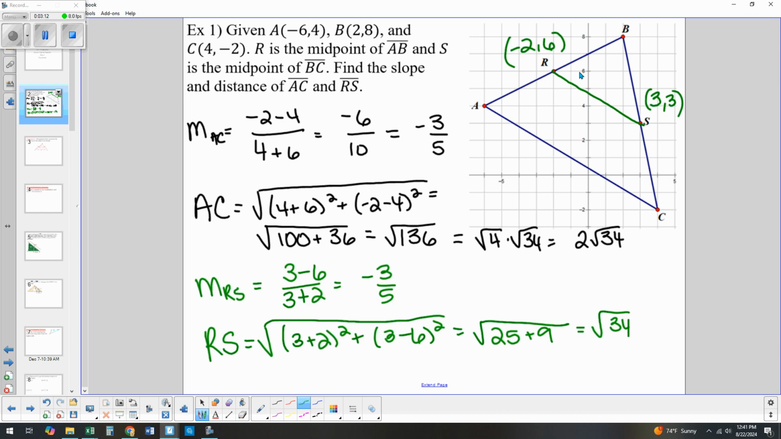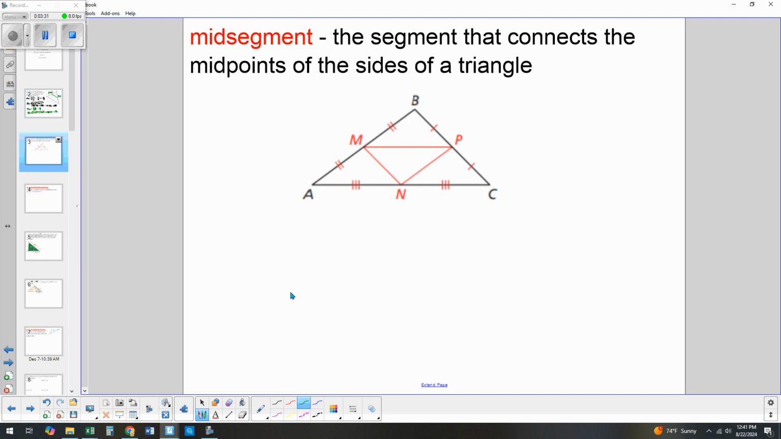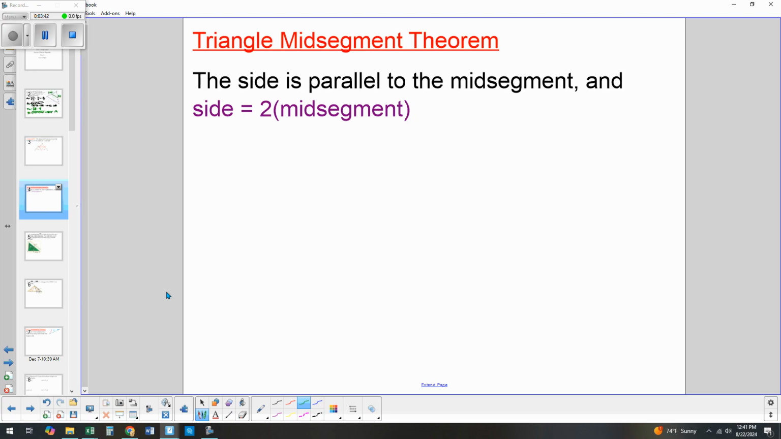So we actually have a special name for the segment that we formed by connecting the midpoints of these sides. And the relationship we see here between the midsegment, which is what that's called, and the side that's opposite it, we ended up with them being parallel, and we ended up with one of them being twice as big as the other. So here's our definition. Midsegment is the segment that connects the midpoints of the sides of a triangle. Here's all 3 midsegments in a triangle drawn. You could draw just one at a time. You could draw them all. It does not matter. And then here's our triangle midsegment theorem. The side is parallel to the midsegment, and the side equals 2 times the midsegment.